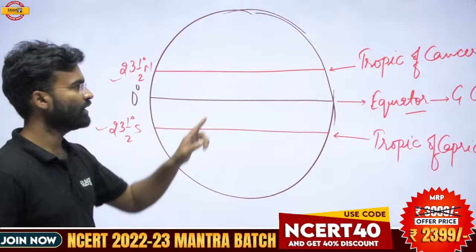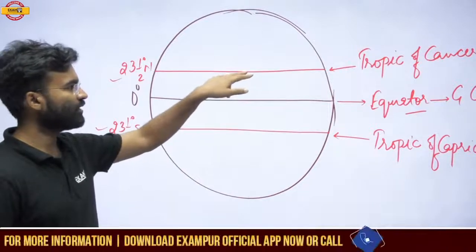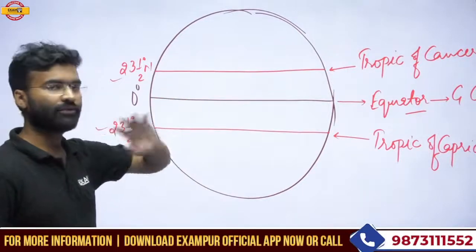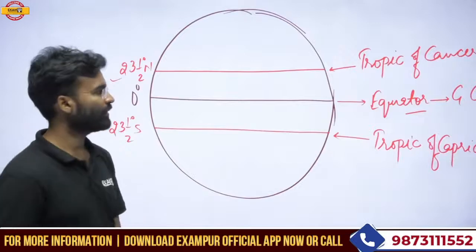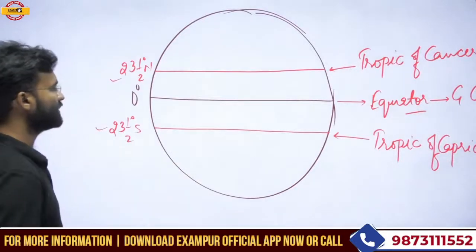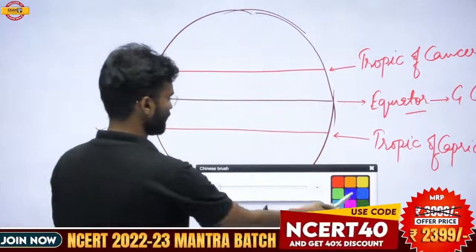sun rays never fall perpendicular. And in the southern hemisphere, this is the outermost line. Beyond this, sun rays never fall perpendicularly. Okay. So this is the Tropic of Cancer and the Tropic of Capricorn.